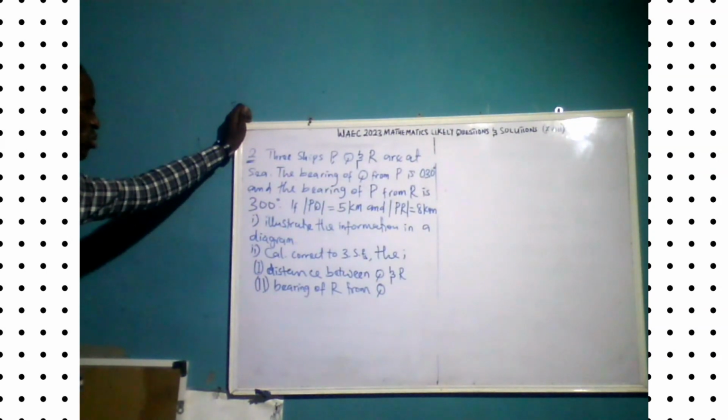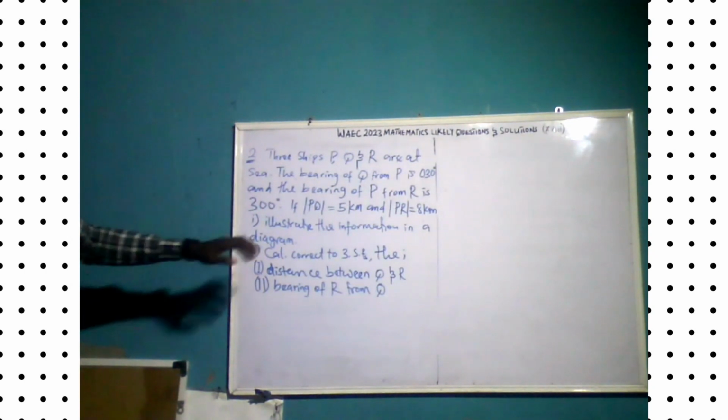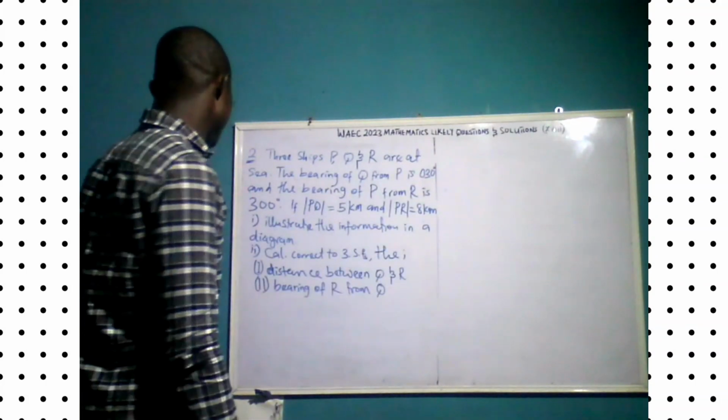Question 2, Roman figure 2: we have to calculate, correct to 3 significant figures, the distance between Q and R. That is part 1. Part 2: we have to calculate the bearing of R from Q. Now let's start by illustrating the information in a diagram.